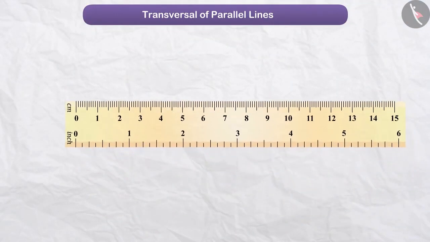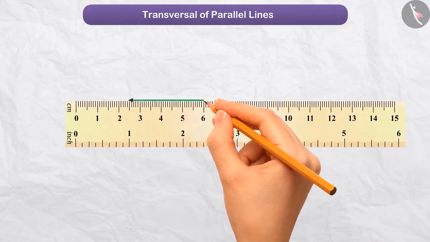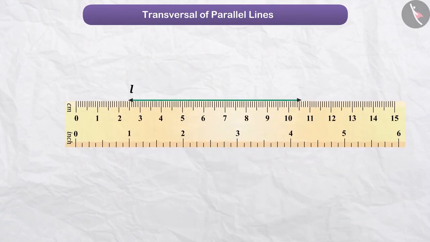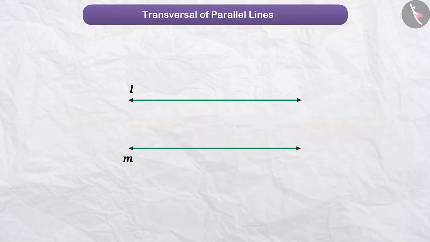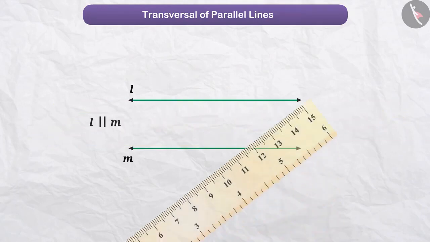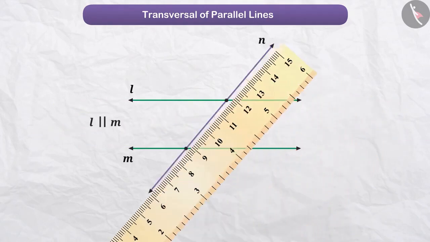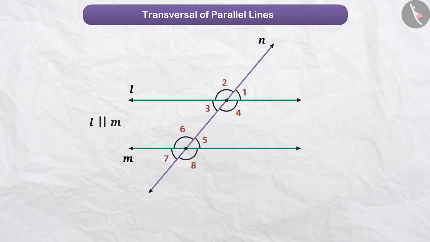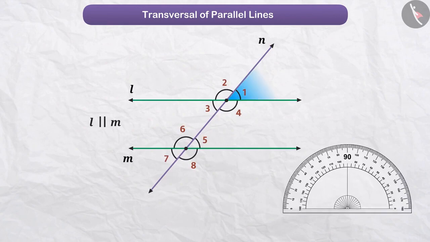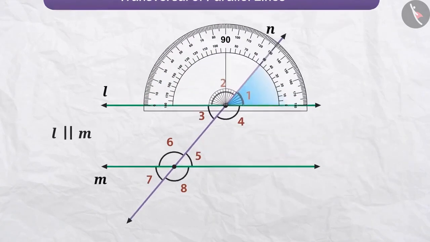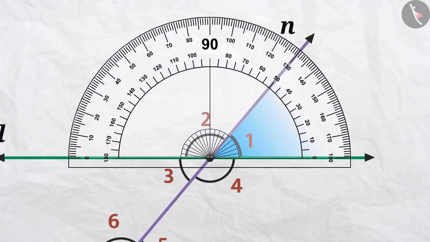By placing the ruler on paper, we will draw a line along its upper edge. Without changing the position of the ruler, we will draw the line M along the lower edge. This will give us two parallel lines. Line L is parallel to M. Then we will draw a transversal from which we will get the angles shown. Let's find the measure of angle 1 using a protractor. As you can see, here we have got a measurement of angle 1 as 50 degrees.